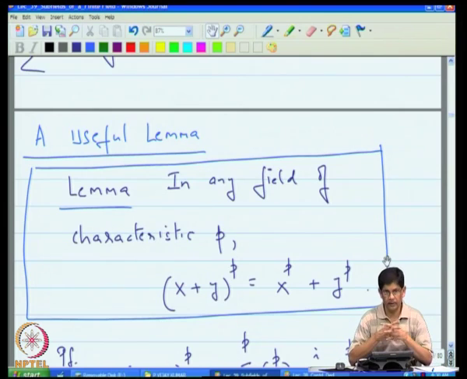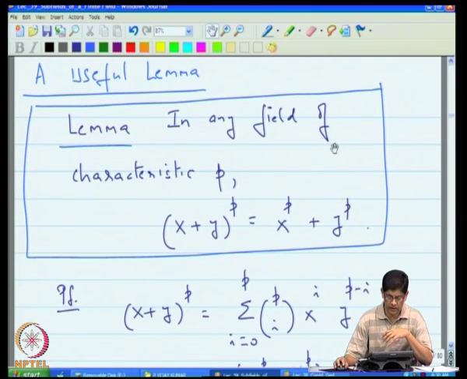So again, making a short jump now, I am giving you a useful lemma, not really related to the previous discussion on subfields. The lemma states that in any field of characteristic p, (x plus y) to the p is x to the p plus y to the p.